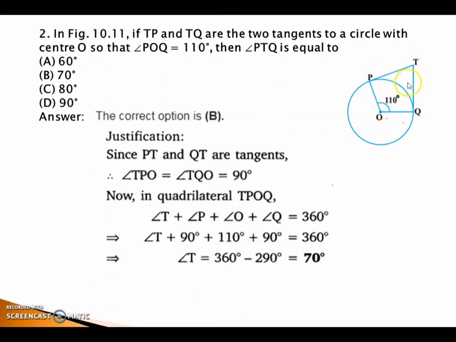So in this quadrilateral, if you apply the angle sum property, the sum of all the angles of a quadrilateral is 360 degrees. One of the angles is already given to you as 110. Angle P is 90 degrees and angle Q is 90 degrees, because of the result which we have proved earlier. Then you can find the missing angle, that is angle T. So angle T plus 90 plus 110 plus 90 is 360. Solving this, you will get angle T as 70 degrees.